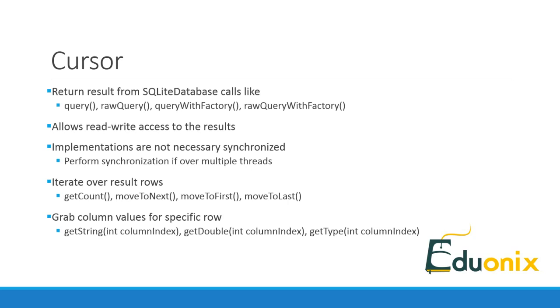Once we have the cursor pointing to a specific row of interest, we can grab values from that specific row by calling methods like getString, which will return the value of the string for a given column index, and getDouble, which will return the value of a double for a given column index. Calling getString on a double value can cause an error or throw an exception. In order to verify we have the right type, we can use the getType method on a given column index, which will return the data type of that column.